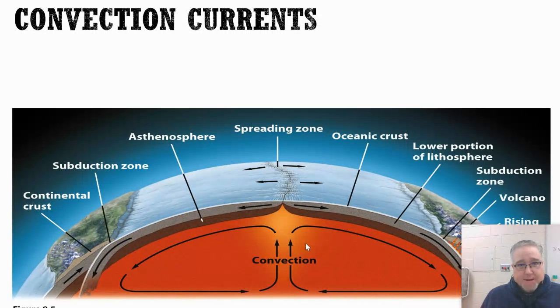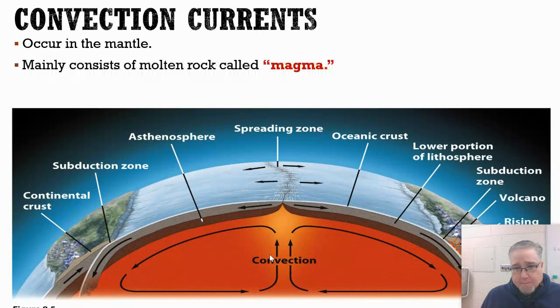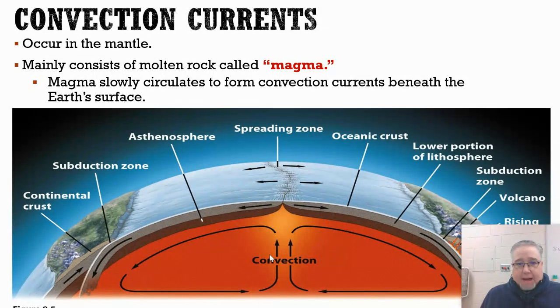Now, I do want to spend a minute or two talking about the mantle, because the mantle and all of this melted rock sort of shapes the crust. All this melted rock that's in the mantle, it moves. And it actually moves in kind of a circular pattern. We call these things convection currents.